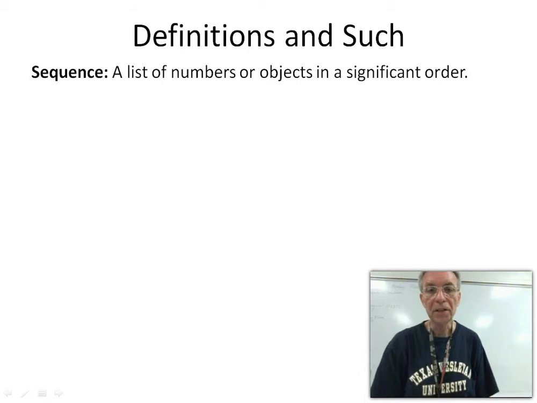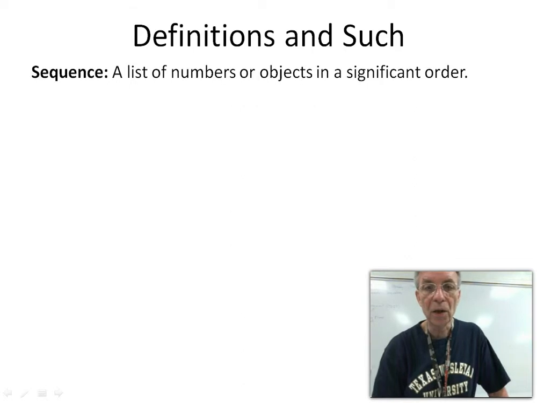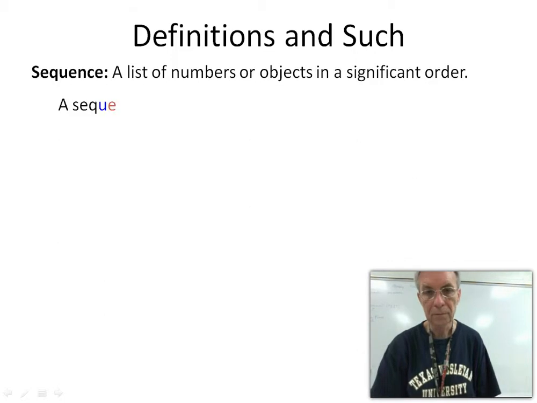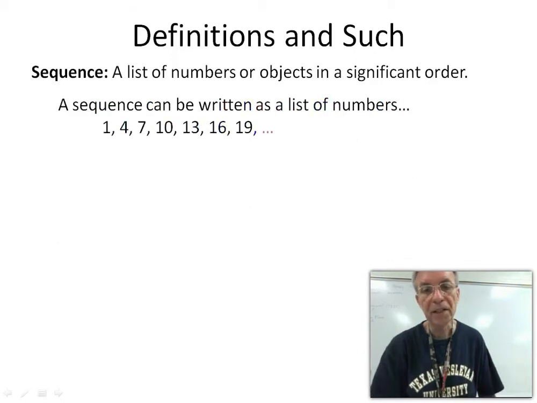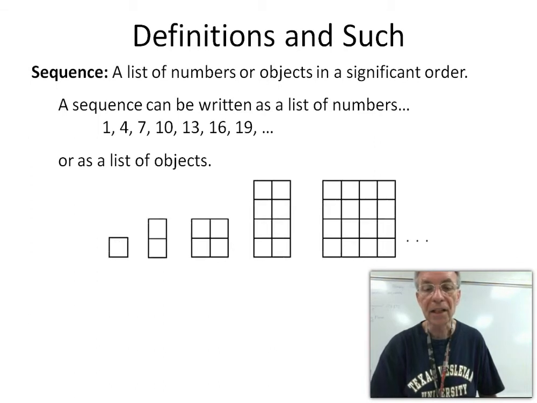Okay, definitions. A sequence is a list of numbers or objects in a significant order. So this means that the way that they're put together means something. A sequence can be written as a list of numbers like 1, 4, 7, 10, 13, 16, 19, and so on. Or it can be as a list of objects like this. Notice we have a square, 2 squares, 4 squares, 8 squares, and then 16 squares.